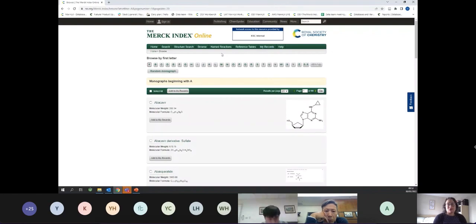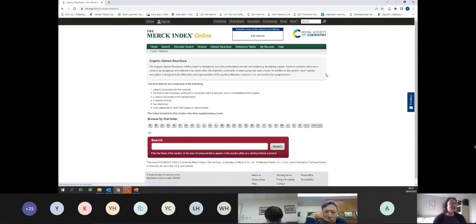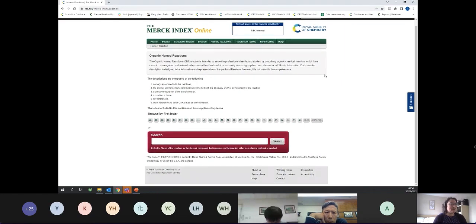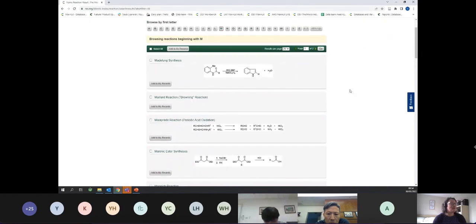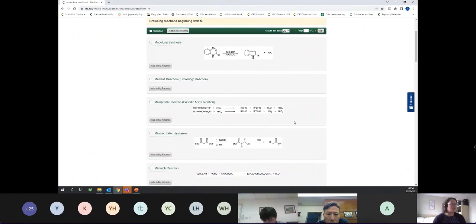So our last 2 sections on the website are the named reactions and reference tables, and these came over directly from the previous book, and we don't keep them updated, but they are a useful thing to be able to see. So our named reactions is actually a compilation of organic named reactions. So I click on reactions that begin with M. You can see that they are all listed, quite a few with an explanatory graphic that tells you what this reaction does.